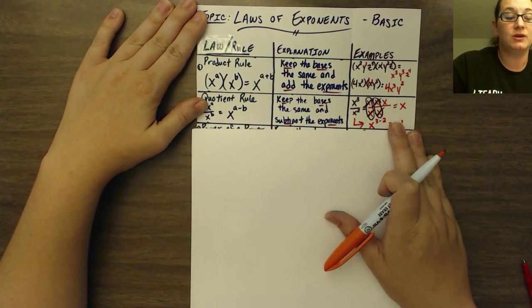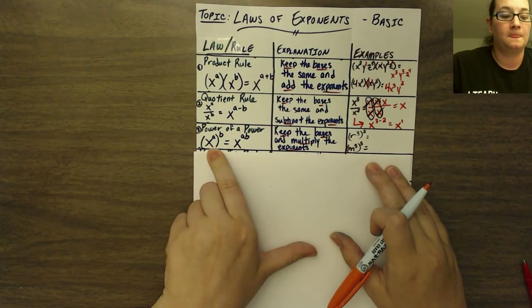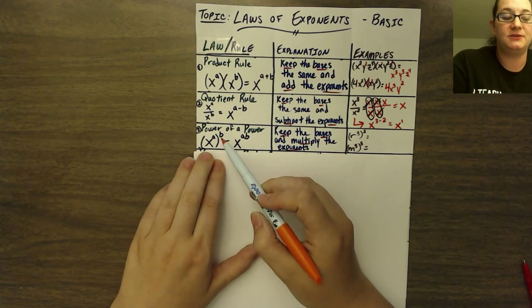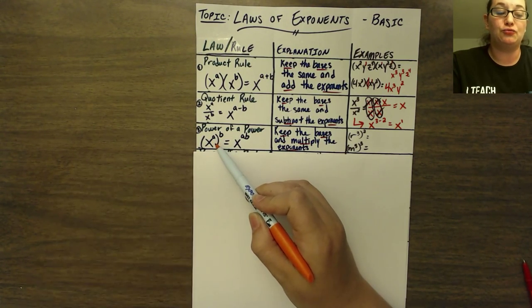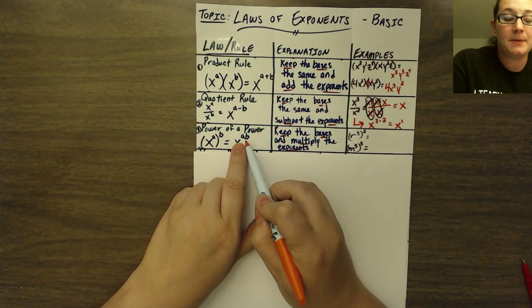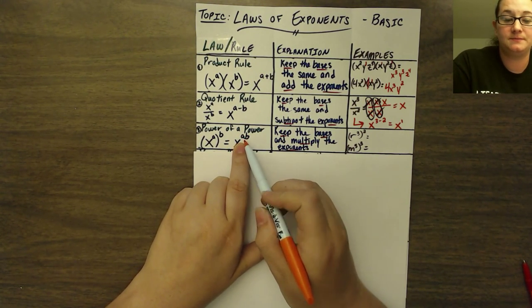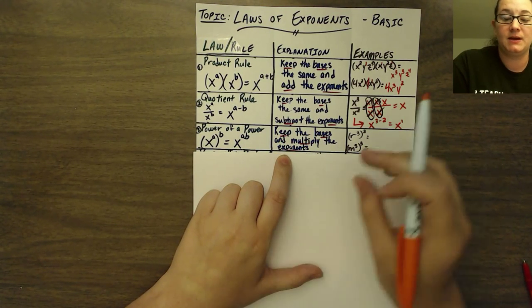The third rule gets used a lot. This is power of a power. And what this rule says, if you have some base and it already has an exponent, and you raise that whole thing to a separate power, you end up multiplying the exponents. You multiply the powers. So you keep the bases and multiply the exponents.